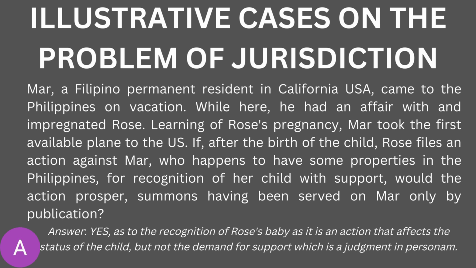Answer. As to the recognition of Rose's baby, yes, because that is an action that affects the status of the child, so that summons by publication would be sufficient for the court to acquire jurisdiction over Mar. But the demand for support of the child against Mar will not prosper, because it would be a judgment in personam, and summons by publication would not give the court jurisdiction over Mar.